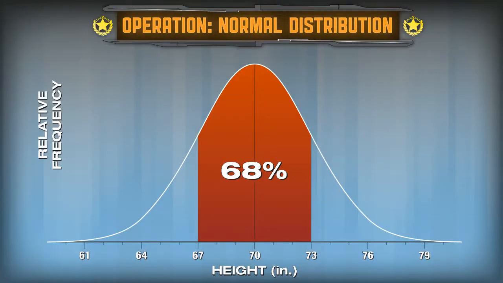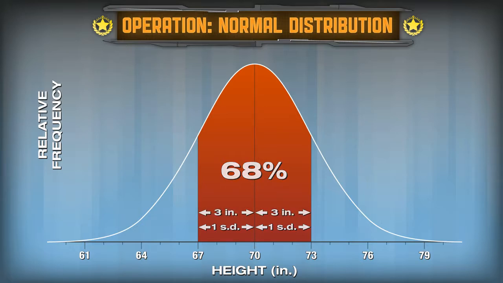The standard deviation of a distribution is a measure of the spread of the data. Every normal distribution has a unique standard deviation, and certain percentages of the data fall within 1, 2, and 3 standard deviations from the mean. It turns out that for every normal distribution, 68% of the data fall within 1 standard deviation of the mean. Okay, so we were right. A little more than 2/3 of the men are between 67 and 73 inches tall.